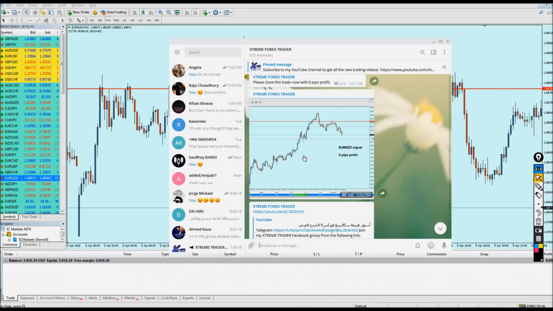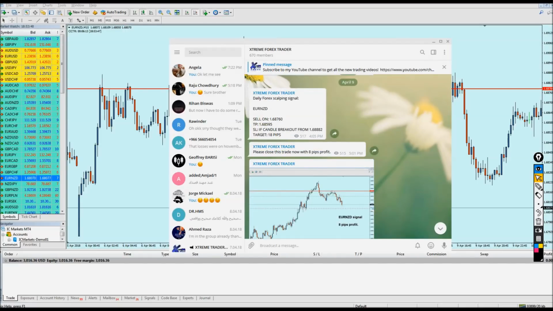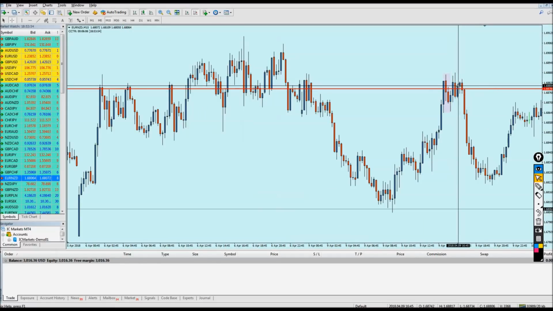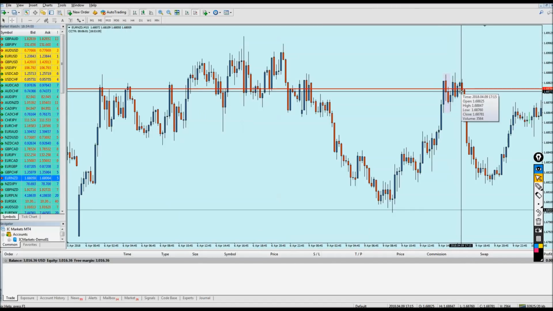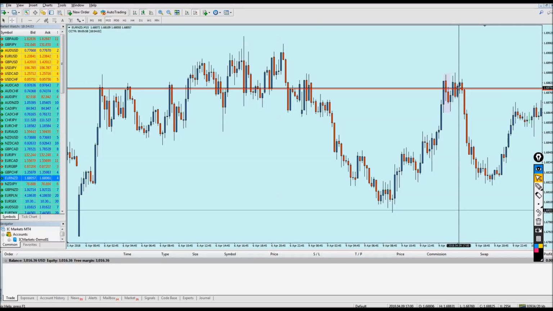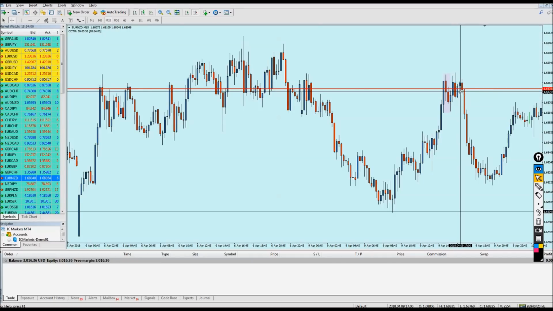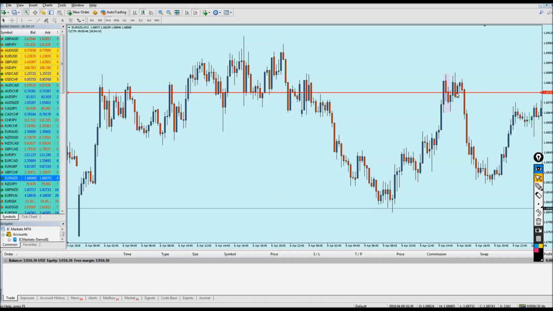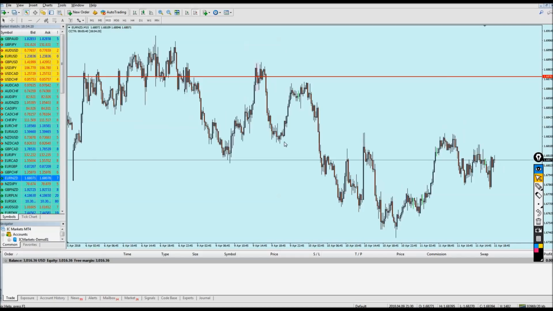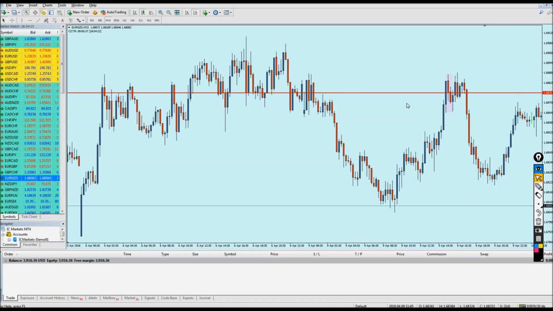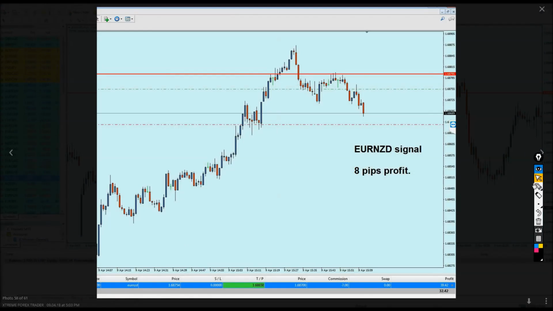I said in this signal for the Euro NZD, sell on 1.68760. It was a little bit early. Actually, it was here. At this point here, I said to place the sell order at this level exactly. Now you can see the candle went up a little bit, scaring the traders.